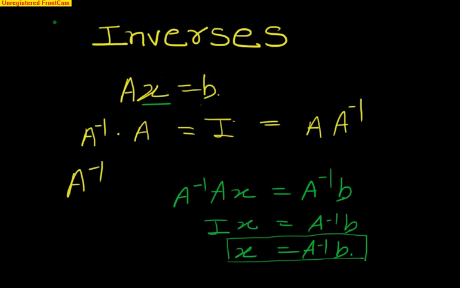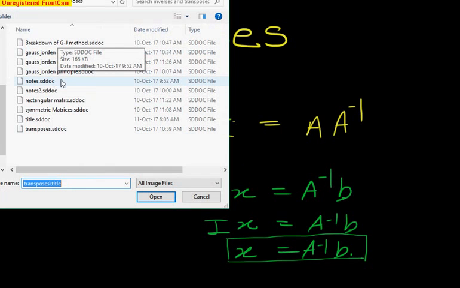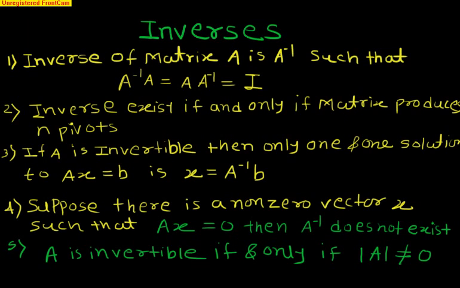But before that, we will note down a few important points about inverses. Friends, please don't get confused, I will explain each one by one. These are a few notes about the inverses, and they are very simple. Point 1: the inverse of matrix A is A inverse such that A inverse A equals A A inverse equals the identity matrix. It is like the definition of the inverse.